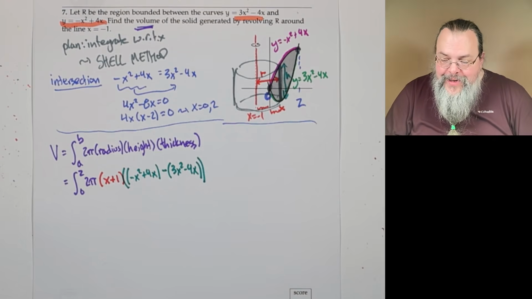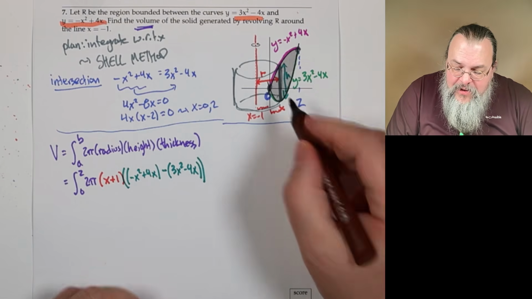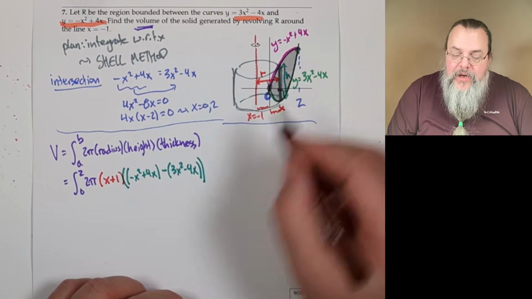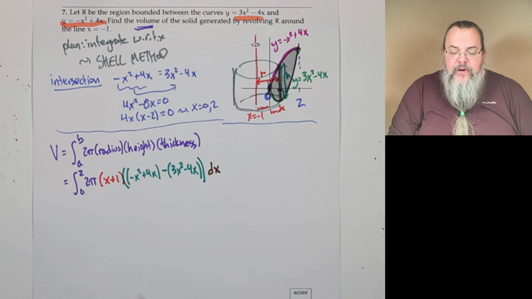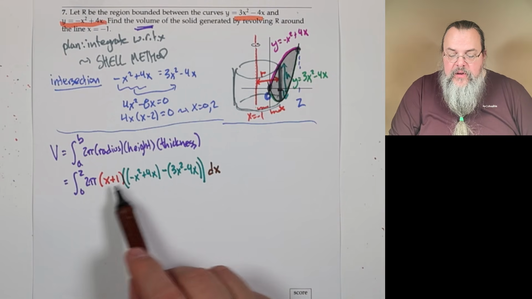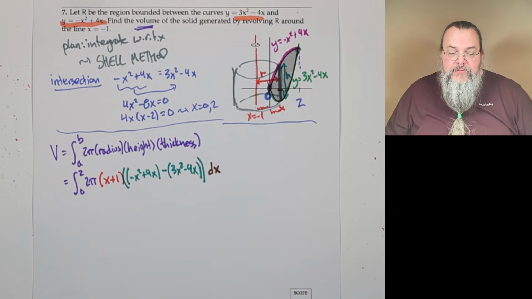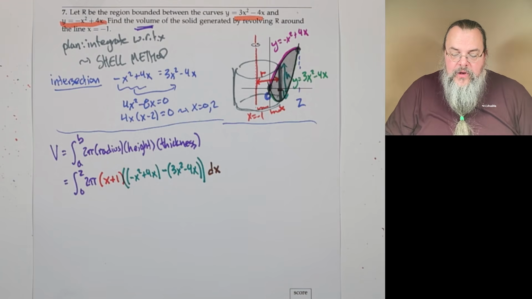Finally, what's our thickness? In our case, we're thinking about it as just our small change. This is our thickness here. Small change in what we're integrating with respect to, that's our dx. All right, so those are our pieces: our bounds, our radius, our height, our thickness. And now we just need to clean it up and carry out the computation.